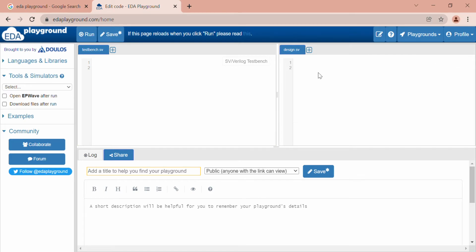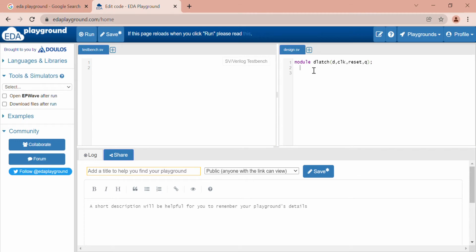Let's get started with making a D-latch with synchronous reset. So we are typing the module here, then D-latch. The inputs are D, giving a clock, then the reset pulse we have, then Q.